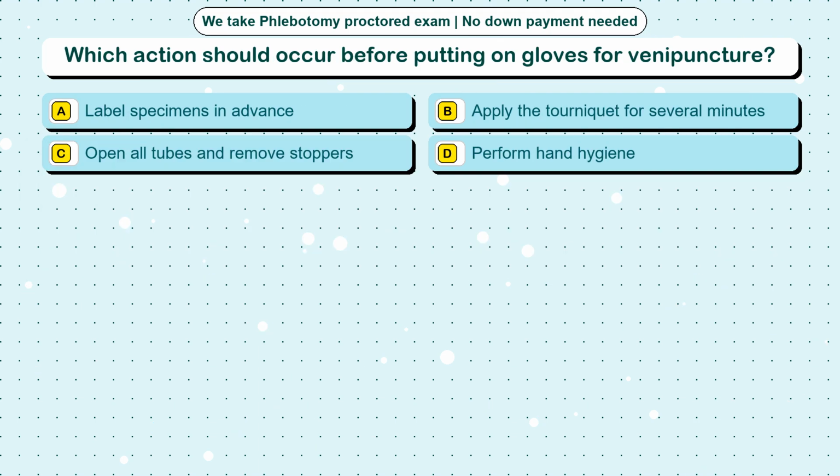Question 3. Which action should occur before putting on gloves for venipuncture? Option A. Label specimens in advance. Option B. Apply the tourniquet for several minutes. Option C. Open all tubes and remove stoppers. Option D. Perform hand hygiene.